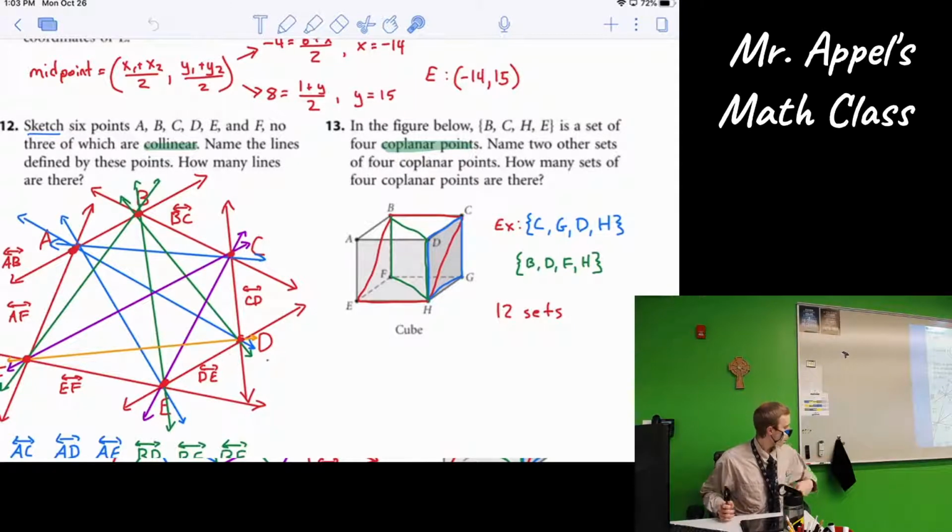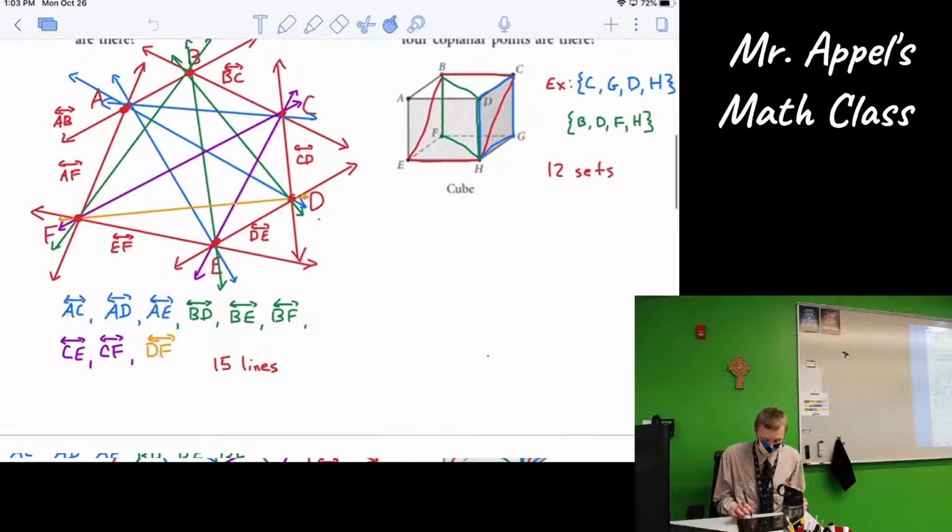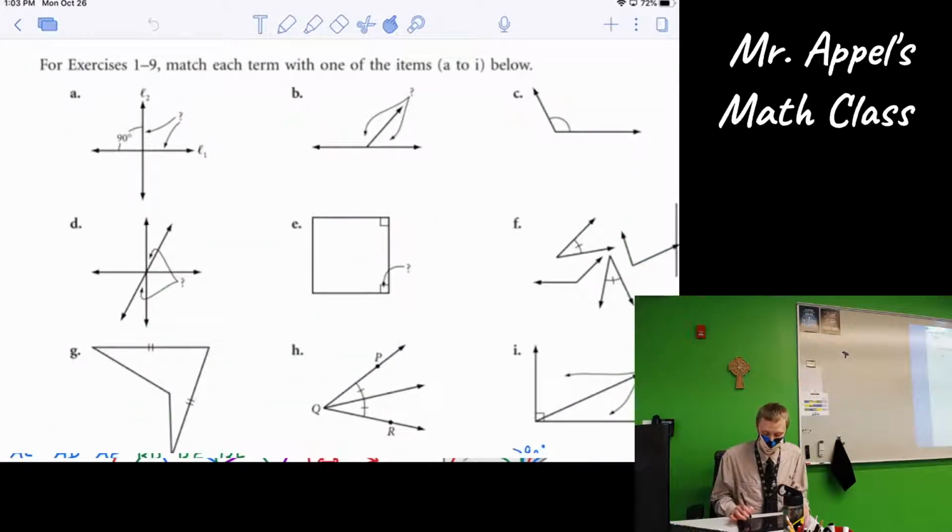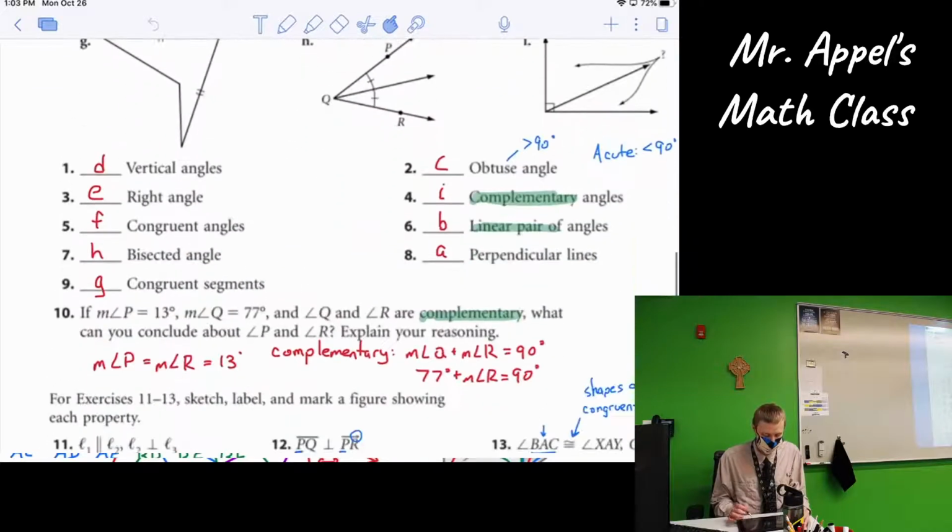All right, lost some time for technical difficulties. I'm going to have to move fast here. So, stop me at any point. On to the next page, matching the terms with the pictures. There they are. D, E, F, H, G, C, I, B, A.